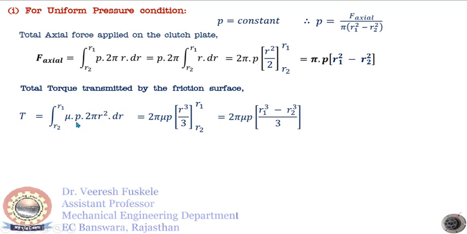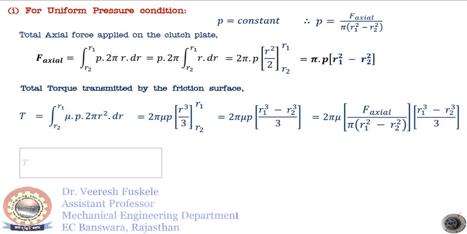Again, 2π μ p is constant, so it is taken outside, and the integration of r² dr will be given as r³/3. So putting the values of the limits, we have the total torque transmitted by the frictional surface in case of uniform pressure condition as 2π μ p (R1³ − R2³)/3. Putting the value of p from this equation, p is equal to F axial upon π (R1² − R2²), we have the total torque transmitted by the frictional surface as (2/3) μ F axial (R1³ − R2³)/(R1² − R2²), as you can see from here.